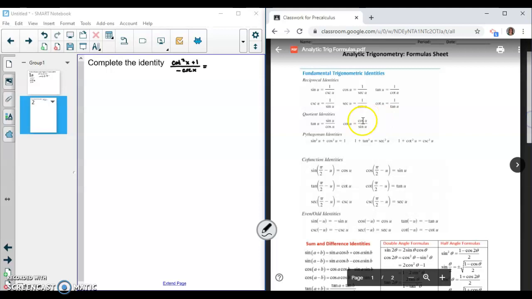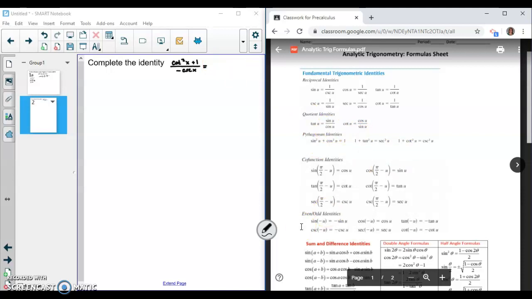What I'm going to look at here, it says complete the identity, and then I just have an expression that it says equal to. So what I'm really looking for you to do here is simplify. So what I'm going to look at is on my trig sheet what relationships I may have. And in this case I have cotangent squared x plus 1. Anytime I see any value squared plus 1, I'm going to think Pythagorean identities.